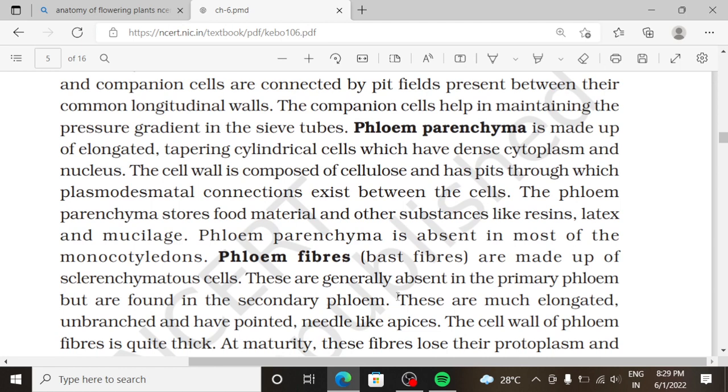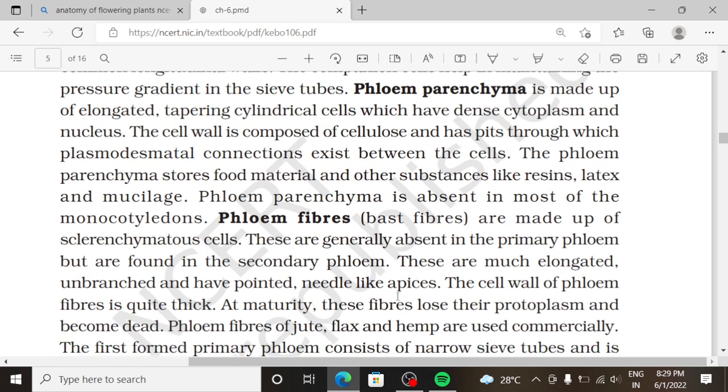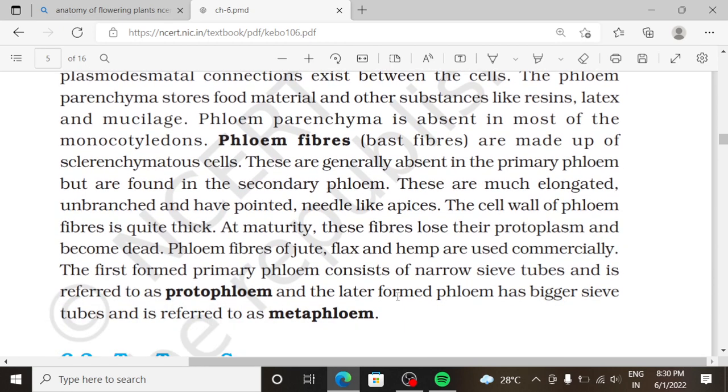Phloem parenchyma is made up of elongated tapering cylindrical cells which have dense cytoplasm and nucleus. The cell wall is composed of cellulose and has pits through which plasmodesmatal connections exist between the cells. The phloem parenchyma stores food material and other substances like resins, latex and mucilage. Phloem parenchyma is absent in most of the monocotyledons.